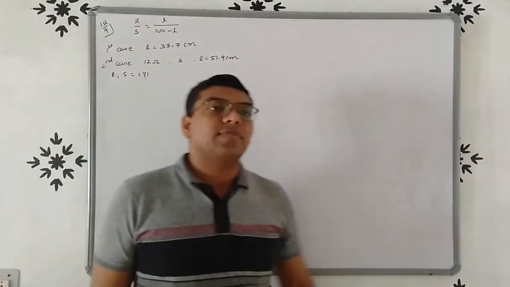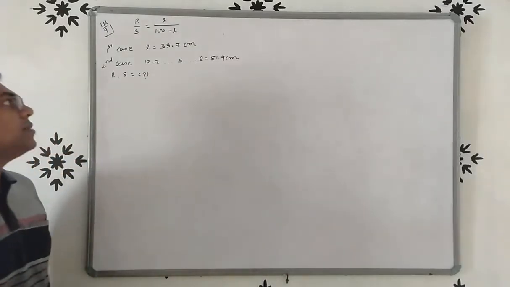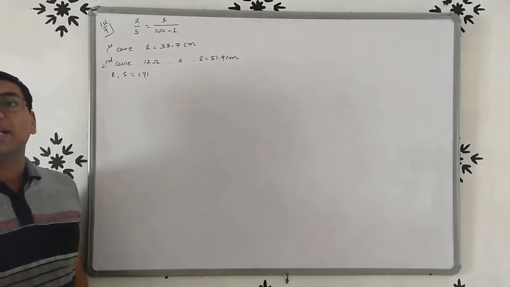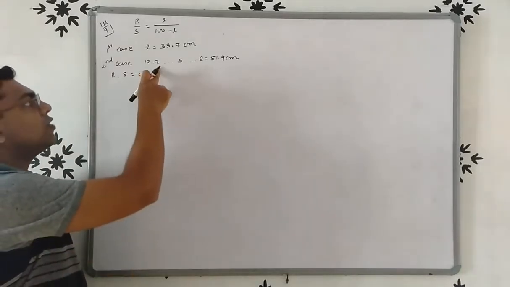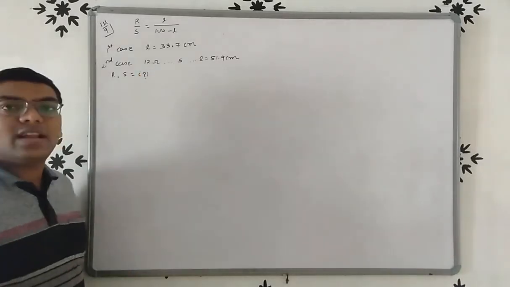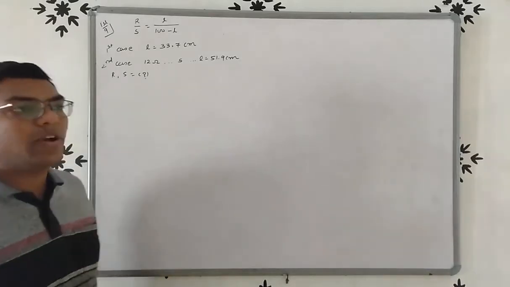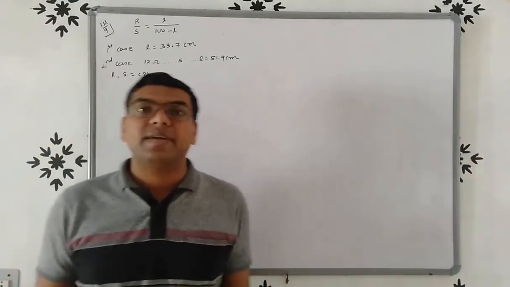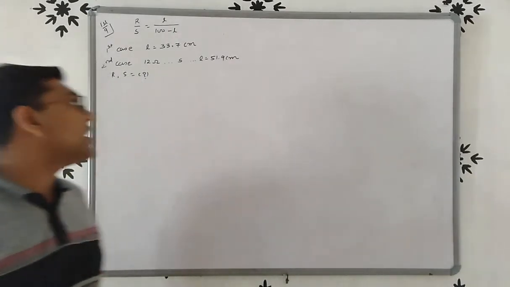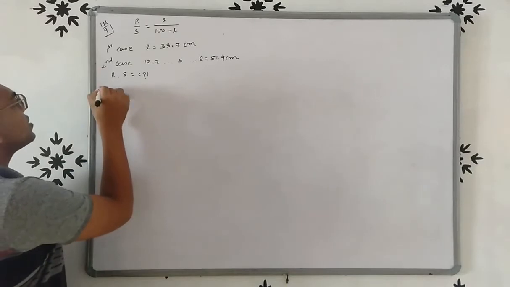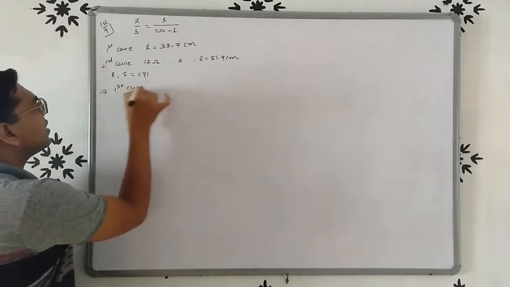So here in the first case the null point is obtained at 33.7 centimeter. In the second case we connect a 12 ohm resistor in parallel with S. In this case we know the value of the null point, that is 51.9 centimeter. So here we have to find out the value of R and S. First of all we have to discuss the first case, right?